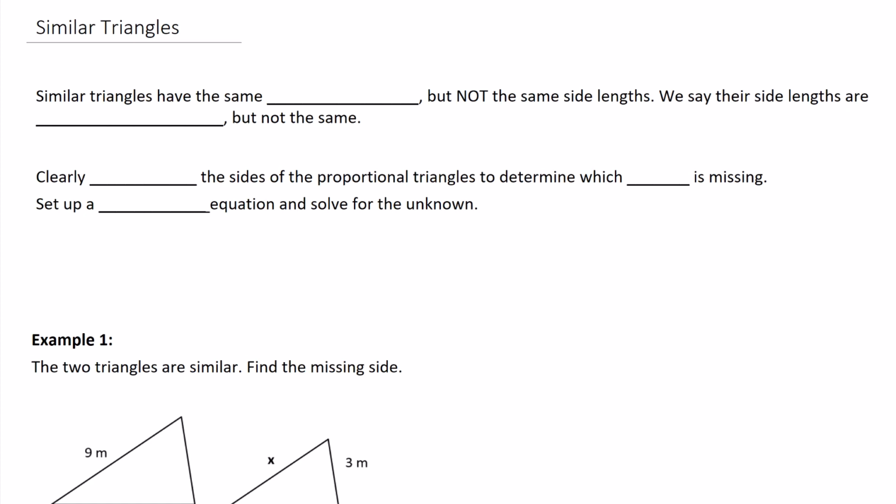Similar triangles have the same inside angles, but not the same side lengths. We say their side lengths are proportional but not the same.